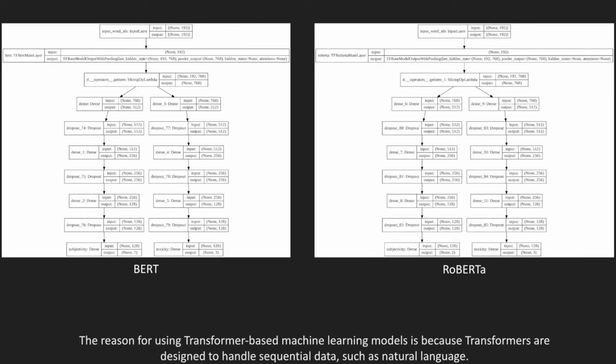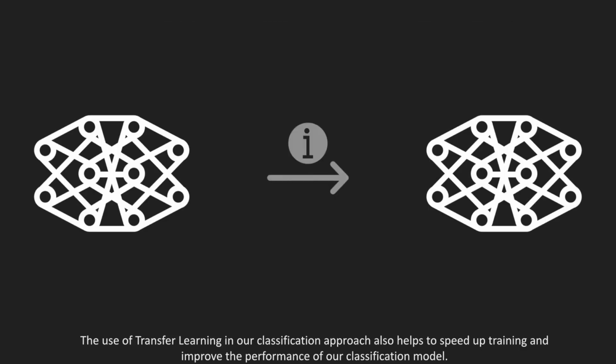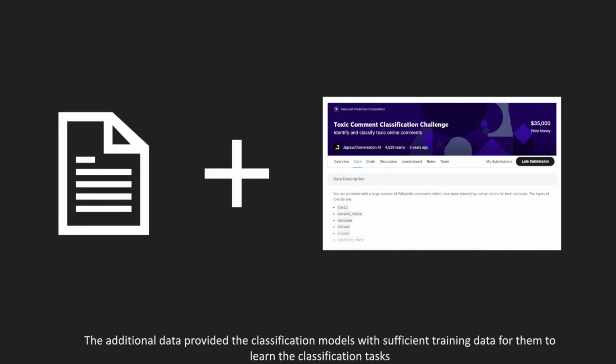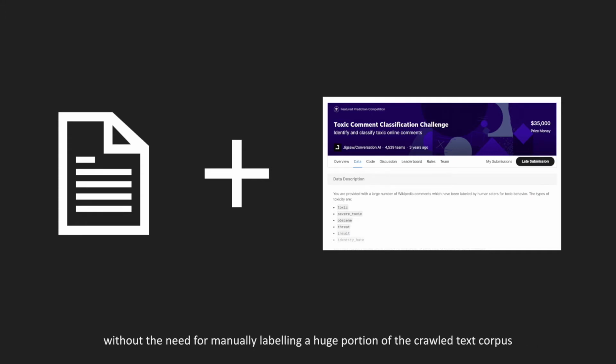The reason for using transformer-based models is that transformers are designed to handle sequential data such as natural language. The use of transfer learning also helps to speed up training and improve the performance of our classification model. In addition to manually labeling data from the crowd text corpus, our team also used the Toxic Comment Classification Challenge dataset from Kaggle for training our models. The additional data provided the models with sufficient training data to learn the classification task without the need for manually labeling a huge portion of the crowd text corpus.